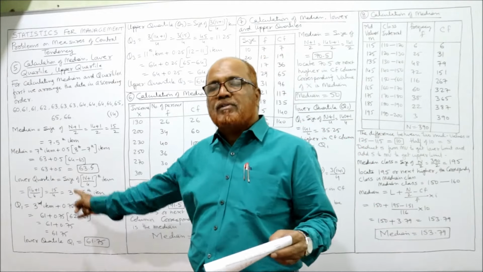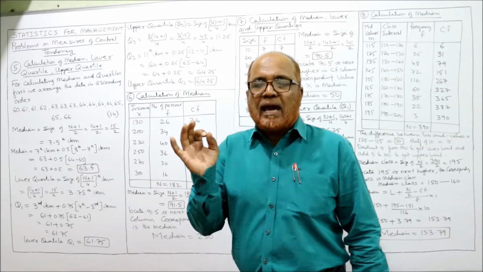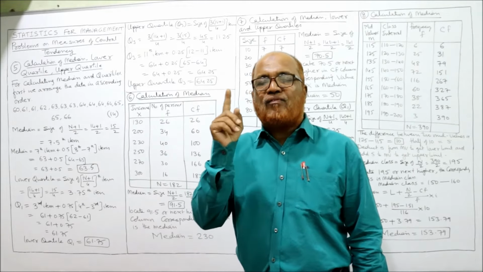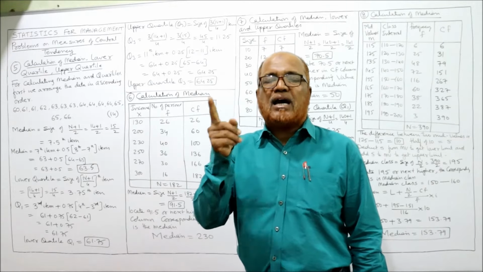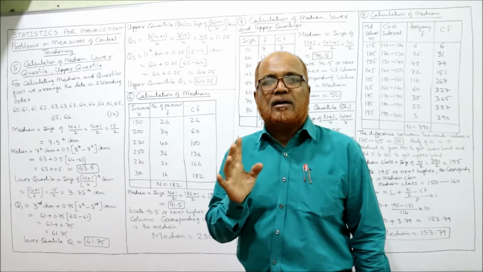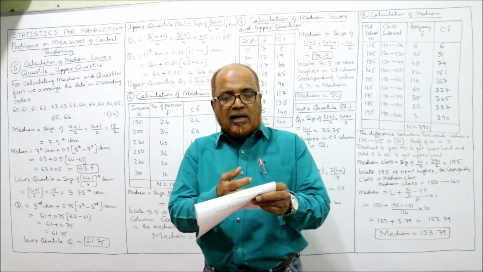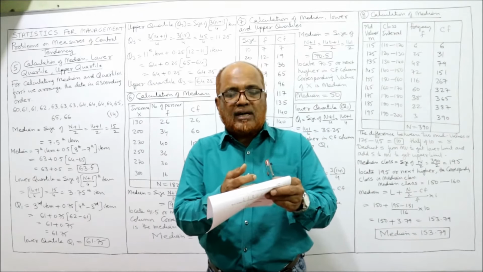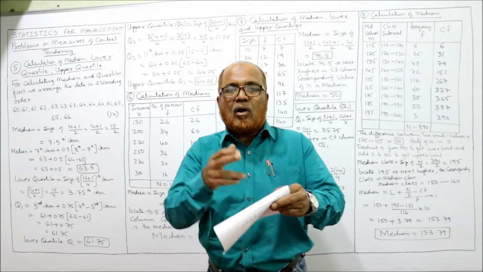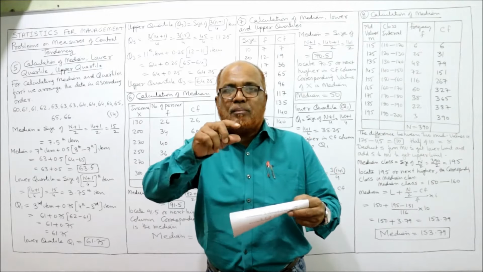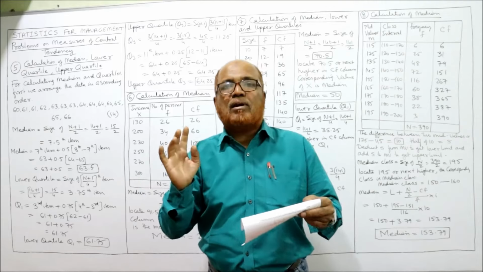X values are the incomes. But I told you in the previous problem, whenever we calculate median or quartiles, first we must arrange the data in ascending order. Here it is not in ascending order. Incomes are given first 200, then 250, then 130. All the values are mixed up. So we make it in ascending order, then only we calculate median.